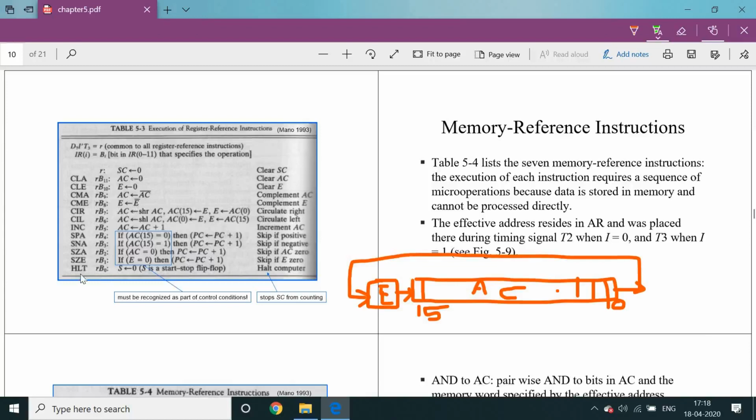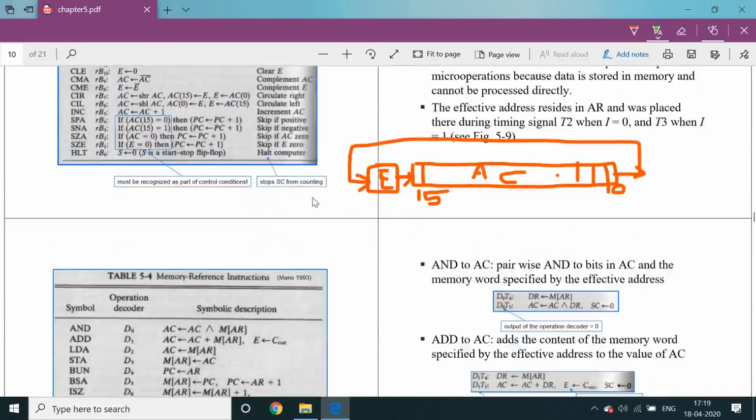HLT, halt. Halt means the sequence counter goes to 0. A new instruction starts, is read from memory, and is stored into the instruction register. That means halt computer. So these are the register reference instructions.